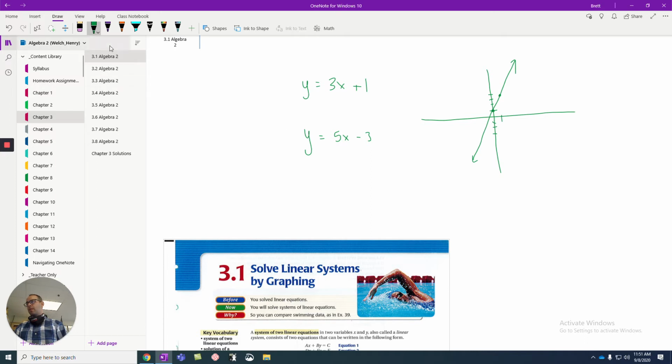All right, but let's go ahead and go to 5x minus 3, which would be down 3. Let's grab a different color for this. And then I'm supposed to go up 5, that's 1, 2, 3, 4, 5, and over 1. And my line will go through like that somewhere. Now, obviously, they're going to meet somewhere because their slopes don't match. One has a slope of 3, one has a slope of 5. They're clearly going to interact.